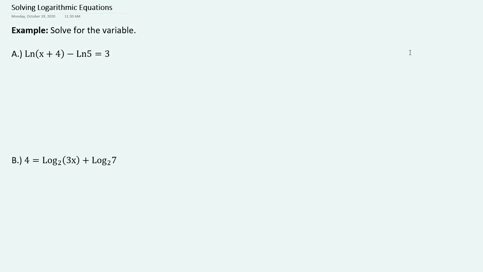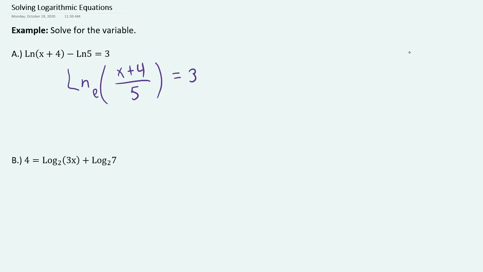Now to solve logarithmic equations, the first thing you do is condense the logarithmic expression into a single logarithm. So here we have the natural log of x plus 4 minus the natural log of 5. So we want to condense it using the quotient rule. We're using the quotient rule because the two logarithms are subtracting. So the rule states when you have two logarithms that are being subtracted, you can condense them by dividing their terms. So we have the natural log of x plus 4, all divided by 5, equals 3.